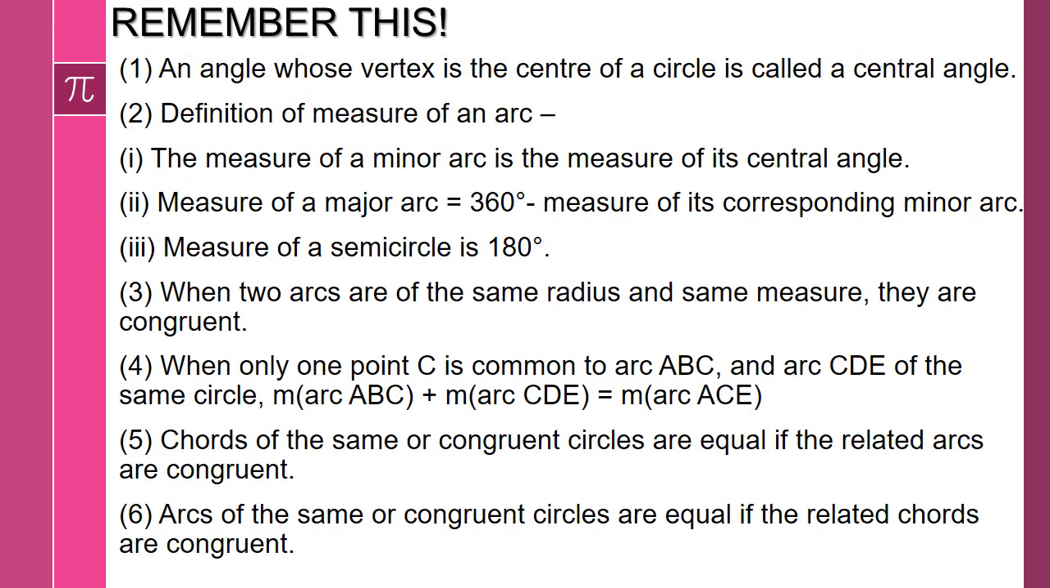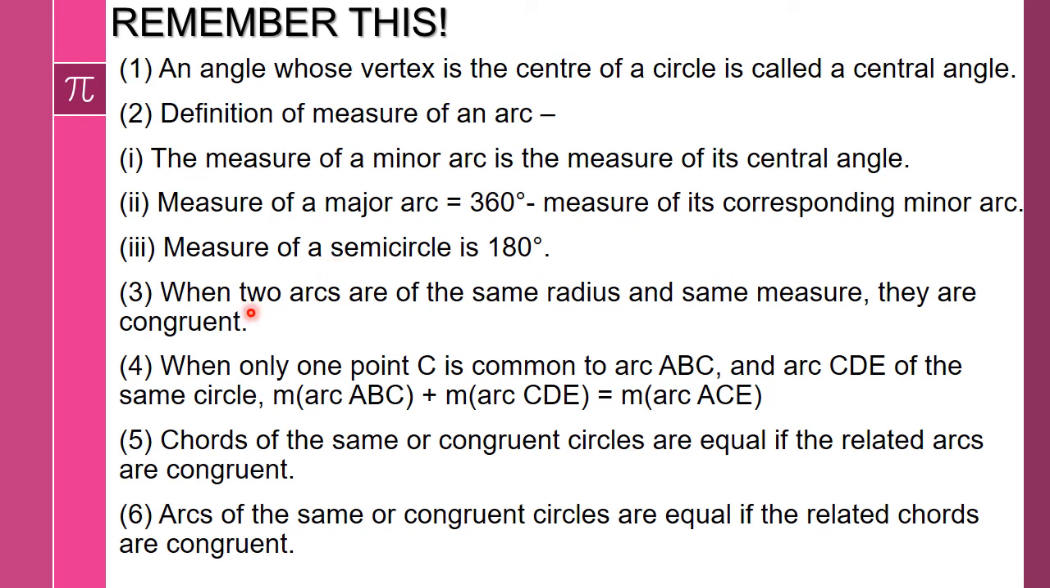So in today's video we learned a lot of things. The first thing that we learned was that an angle whose vertex is the center of a circle is called a central angle. Then we learned the definition of the measure of an arc. The measure of the minor arc is the same as the measure of its central angle. The measure of the major arc will be 360 degrees minus the measure of its corresponding minor arc. Next, the measure of a semicircle is half of the full circle, that is 180 degrees.